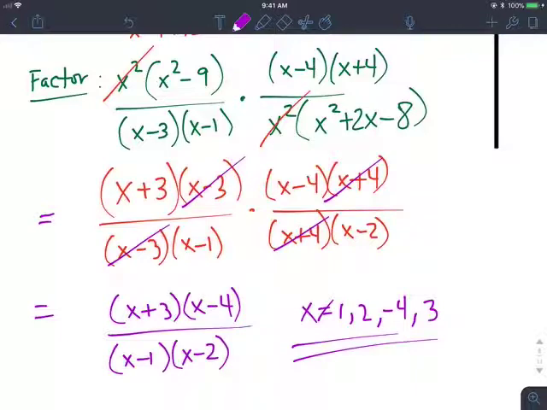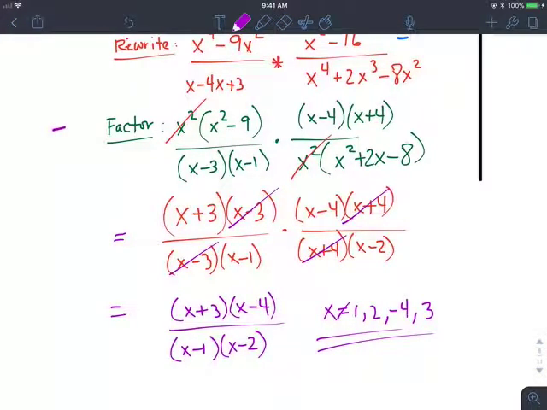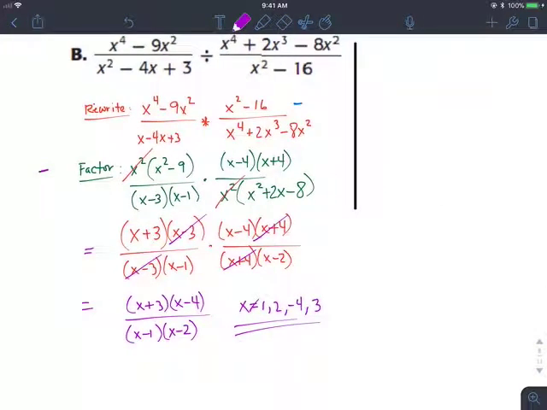This is my answer. This is a part of my answer which states where it's undefined. This is my answer. Right? This is simplified function. This just states where it's undefined. Any questions on that one? No? Okay.